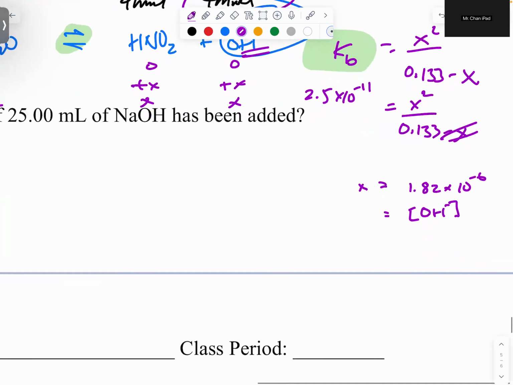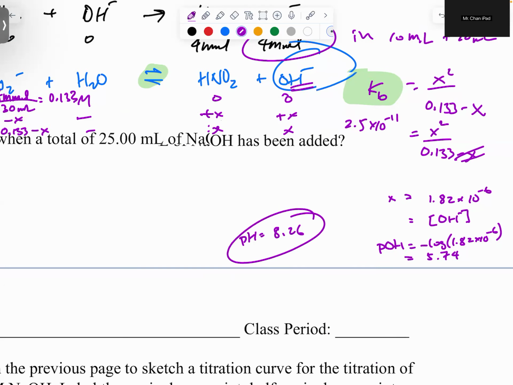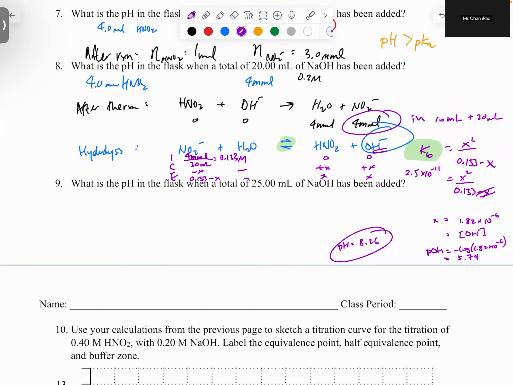Since you have the concentration of OH minus, you find pOH, and then you find the pH. Negative log of this gives you 5.74. So pH is equal to 8.26, which is matching our expectation. If you have a strong base added to a weak acid, it is going to have a pH above 7 at the equivalence point.